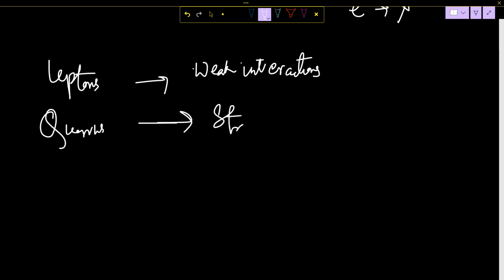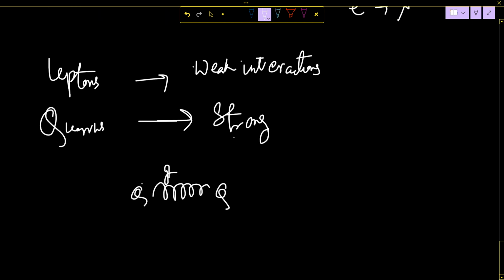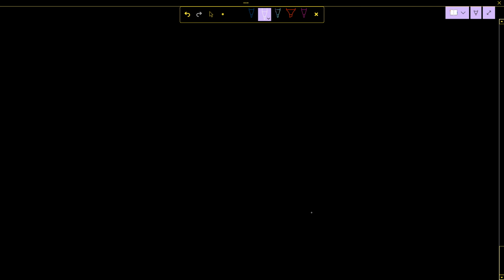Can you tell me why? Because quarks interact among themselves with gluons. And we know gluon is a mediator for the strong interaction. So we can say that quarks experience strong interactions. All right. So what are the different types of leptons? We'll see that now.